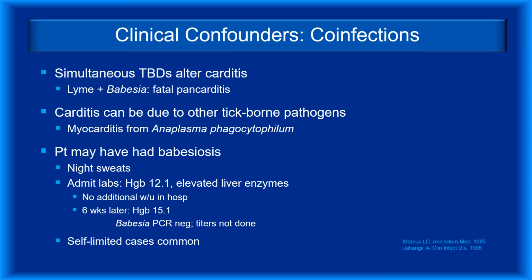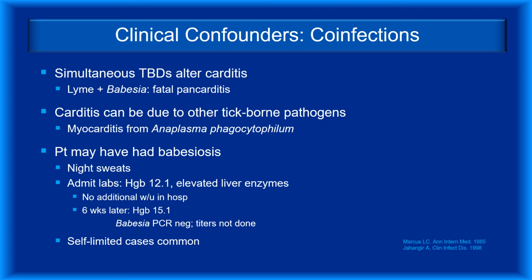When managing patients with Lyme disease, it's important to recall that black-legged ticks often harbor more than one pathogen and are thus able to simultaneously transmit multiple tick-borne diseases. This confounds the clinical picture in many ways. For example, a patient's carditis may be due to a different pathogen, such as Anaplasma phagocytophilum, or a combination of tick-borne infections may produce more severe clinical manifestations.